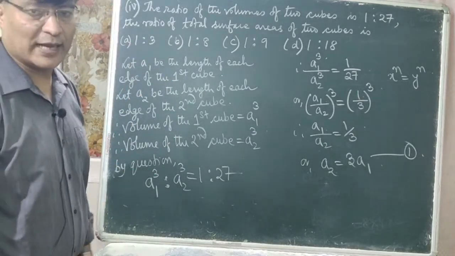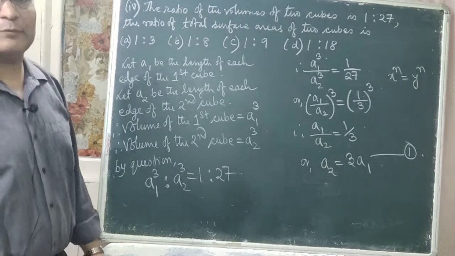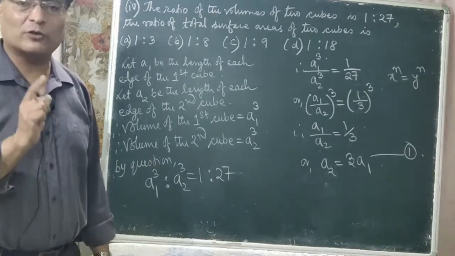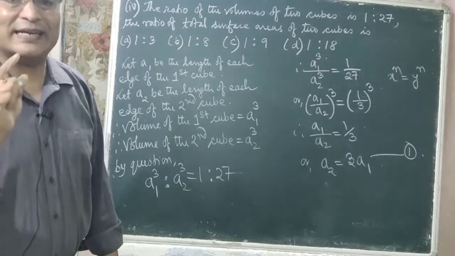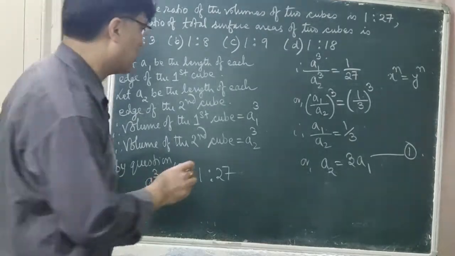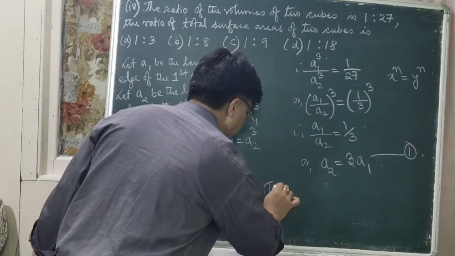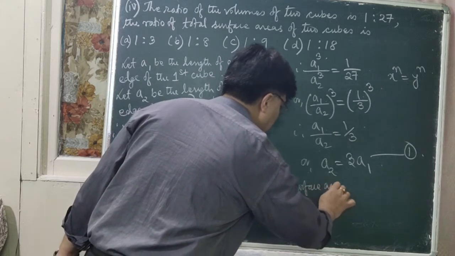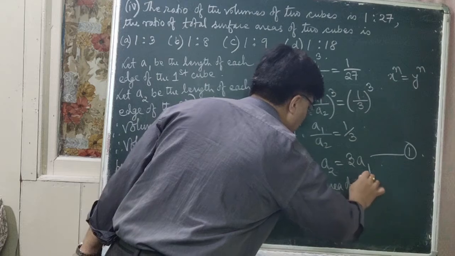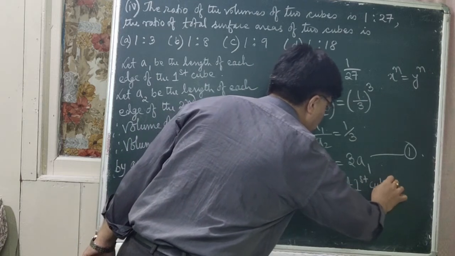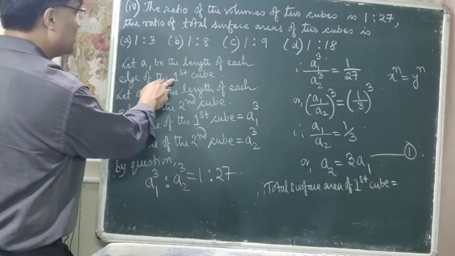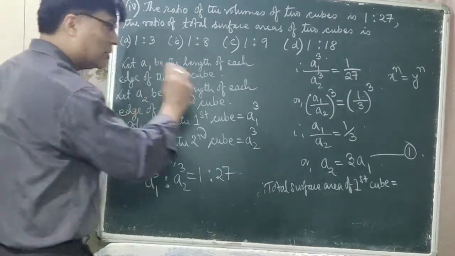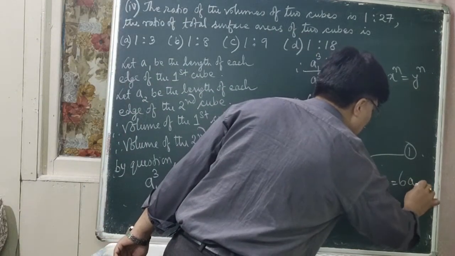Total surface area. You know the total surface area of the cube. What is the formula for total surface area of a cube? That is 6a square. That is your formula, right? So therefore, total surface area of first cube is equal to, what is the length of each edge? It is A1. So it will be 6A1 square.